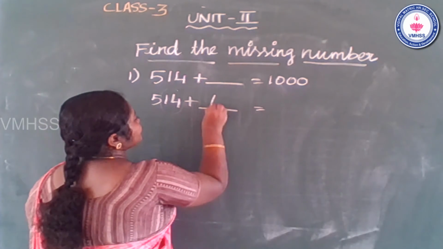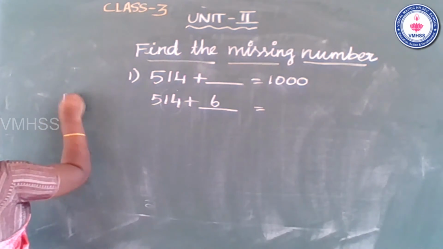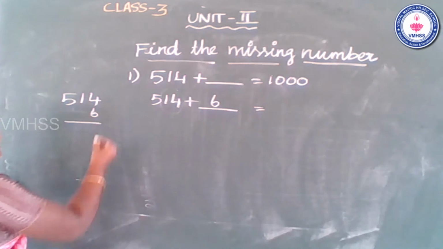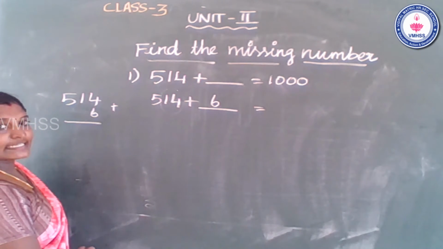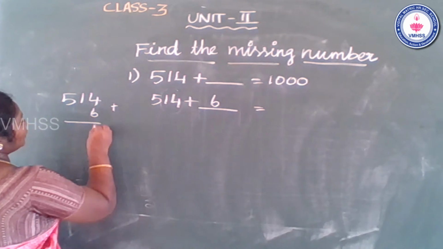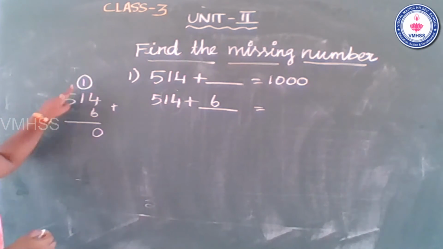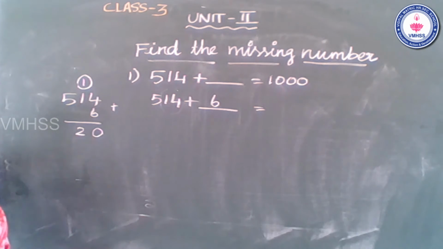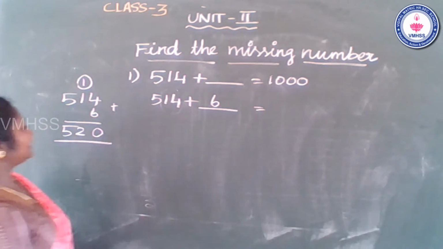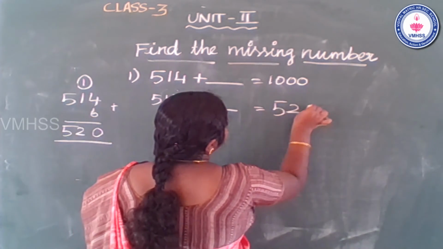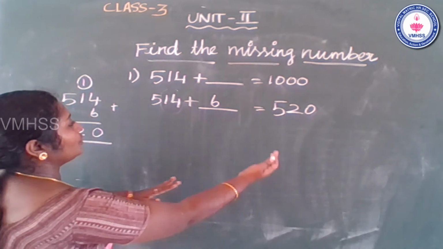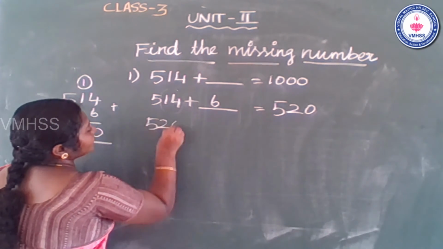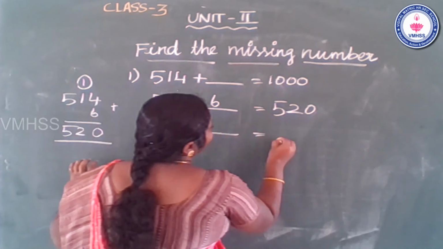Very good. 6. Okay. So 514 plus 6. Okay, students. So 6 plus 4, 10. Very good. 0. Balance 1. So 1 plus 1, 2. Okay, students. So 5. So the nearest 10 value is 520. So you take this value 520 plus adding.